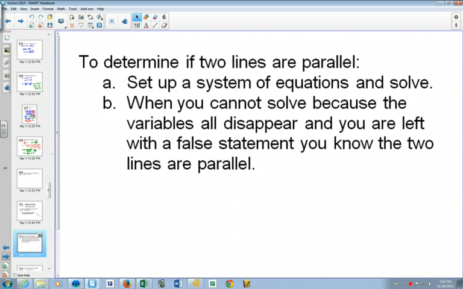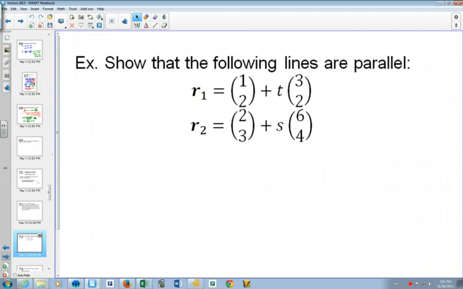So if you want to find out if 2 lines are parallel, all we're going to have to do is look at their direction vectors. But you can also set up your system of equations to solve it, and you're going to have all your variables disappear and get a false statement, like 0 is equal to 5, or 3 is equal to 7, something that isn't true. Then you're going to know that that system is not going to be able to solve, and you'll know that those 2 lines are parallel. So here's an example. Okay?